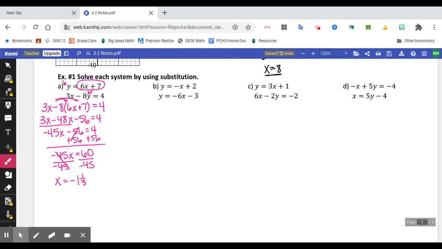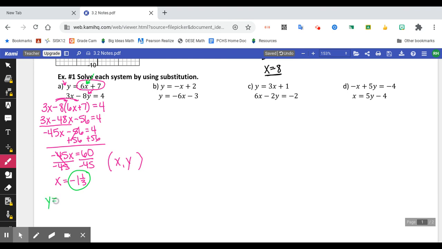Now I need the y value, because remember your answer is going to be an ordered pair that has a value for both x and y. The easiest way to do that is to take it and plug it back in the other equation. So if this is the value for x, this is already set to y. I'm going to plug it in right here for x.